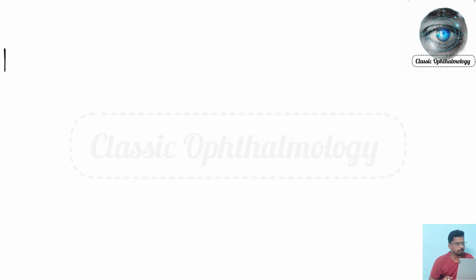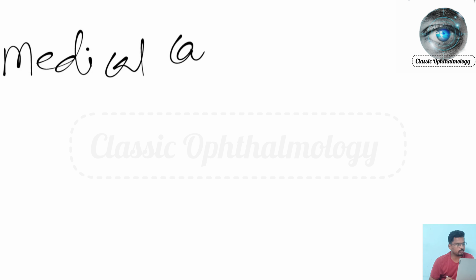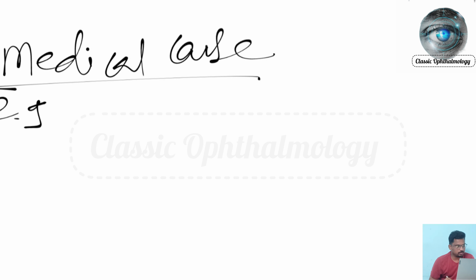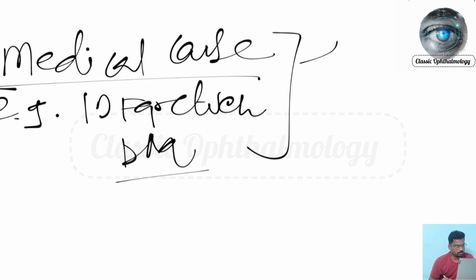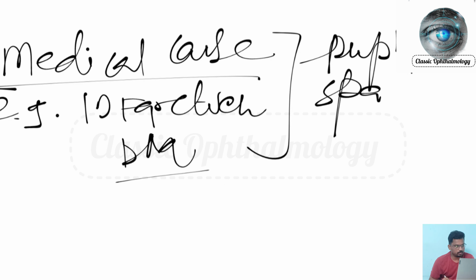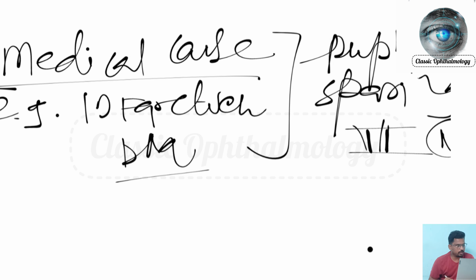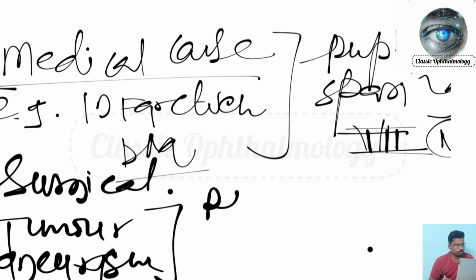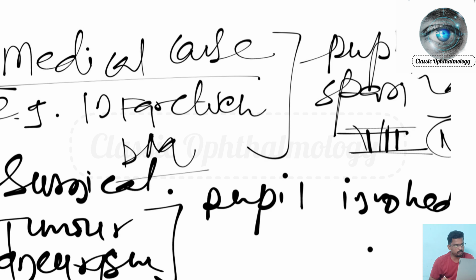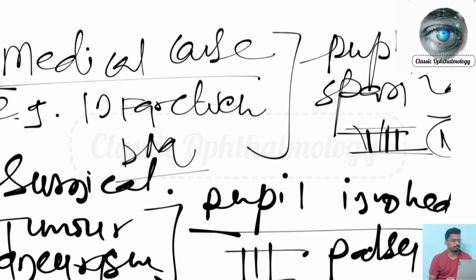Now the medical causes, as discussed, like hypertension, diabetes, or infarction, lead to pupil sparing third nerve palsy, whereas the surgical lesions like tumor or aneurysm compress the pupillomotor fibers, and hence they cause pupil involving third nerve palsy. Okay, so these are two important points.